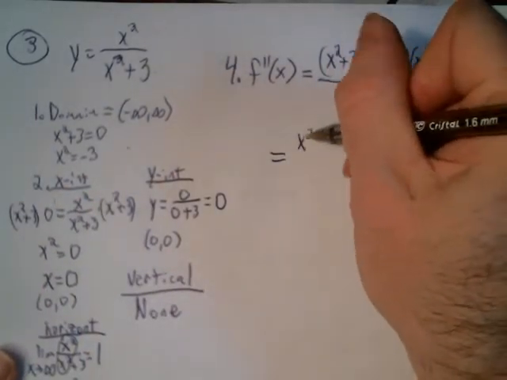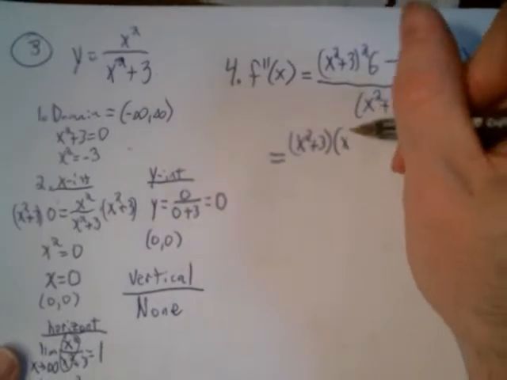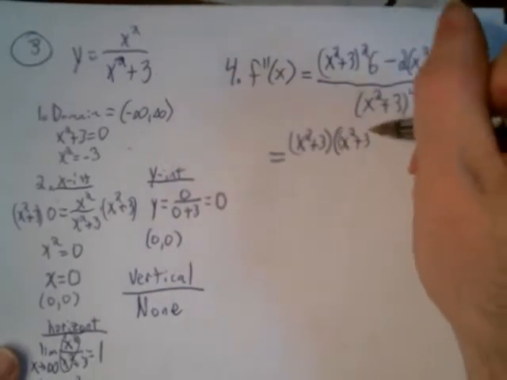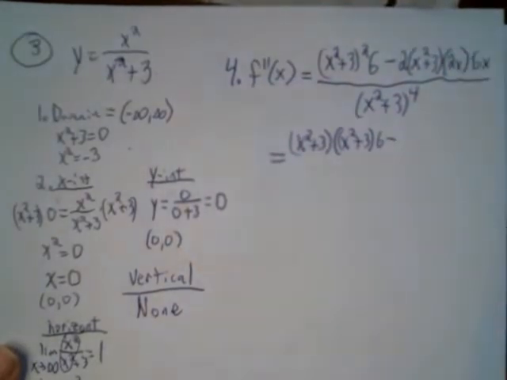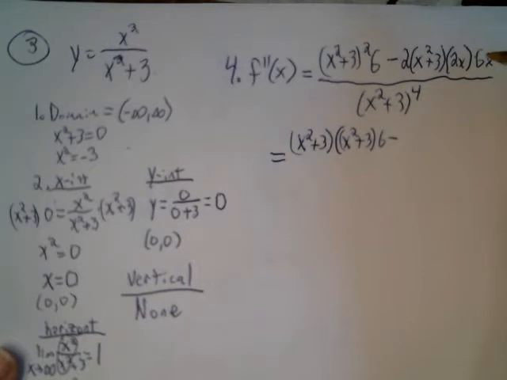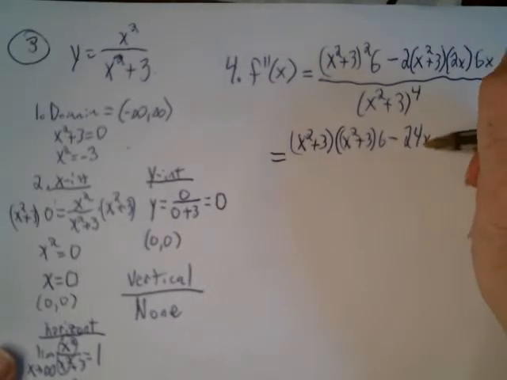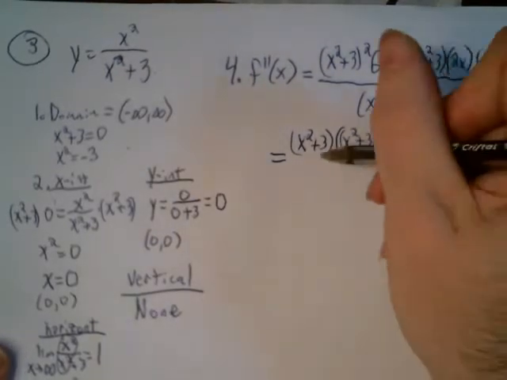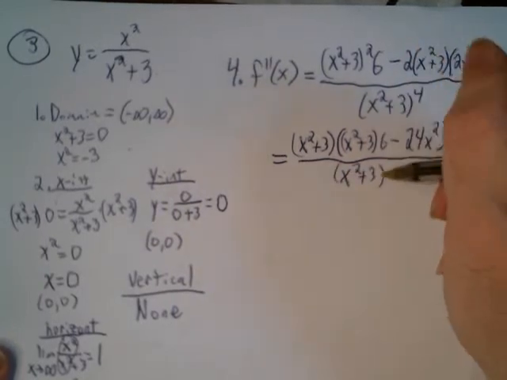That'll make things a little easier. Okay. So I'll have x squared plus 3 to the 1st times 6. Maybe I should have factored out a constant as well, right? So here I'll have 2 times 2 times 6, so 24, and then x squared all over the x squared plus 3 to the 4th.